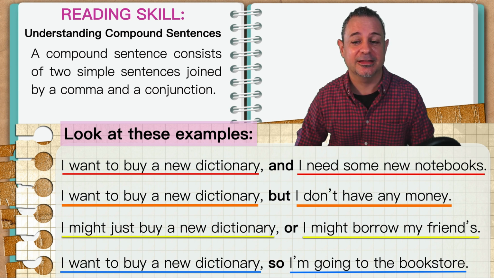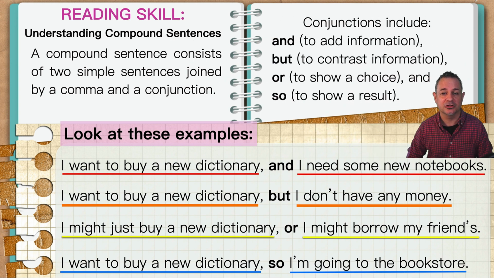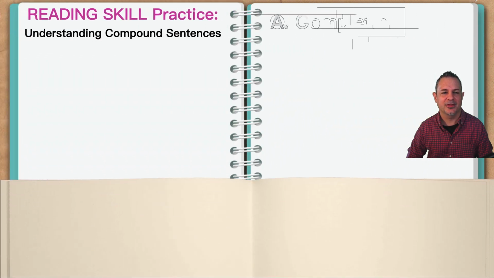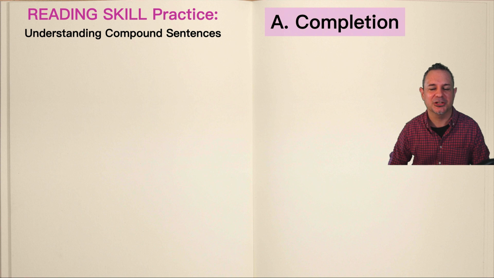Now let's take a look at these conjunctions. Today we're looking at four conjunctions, which include and, that's used to add information. But is used to contrast information or to show that the two sentences are different. Or is to show a choice, and so is used to show a result. Let's do some practice. In this part, we'll do some completion.